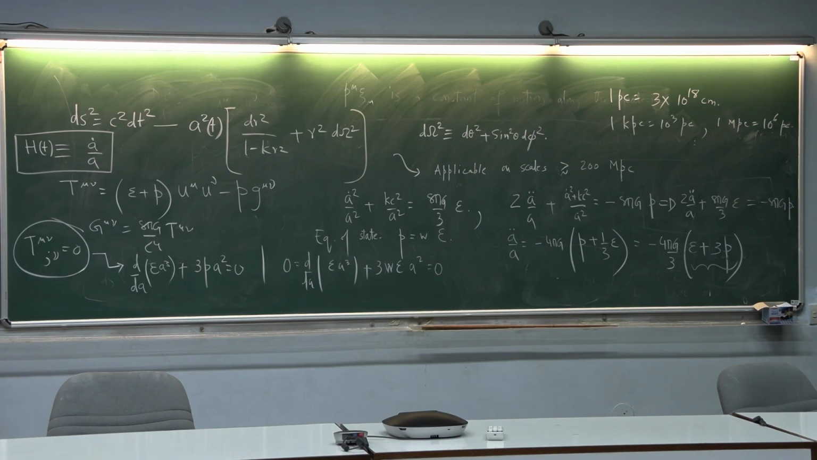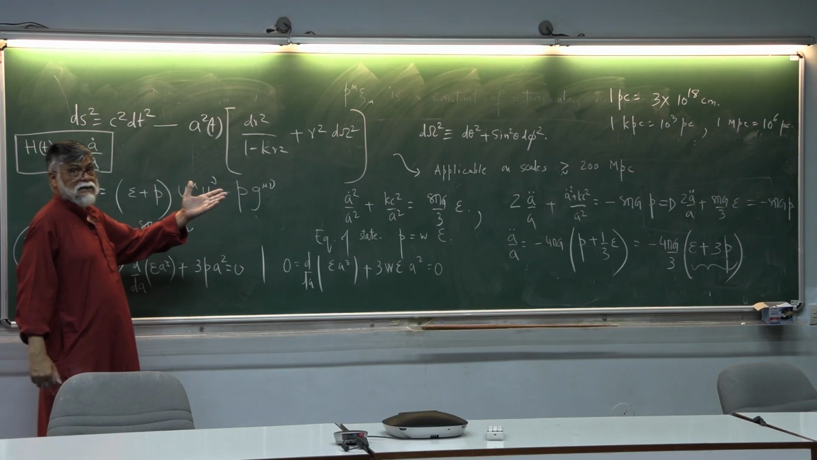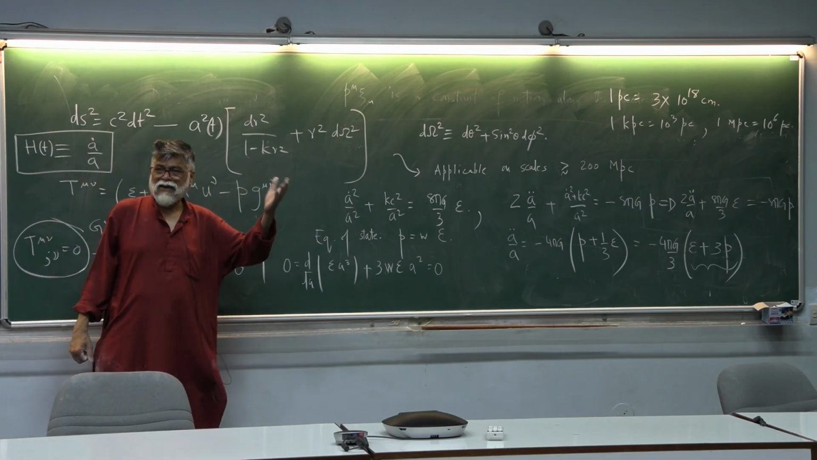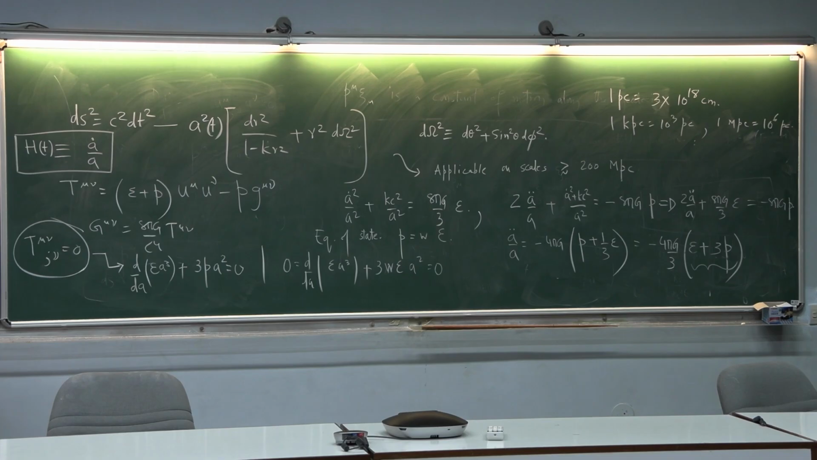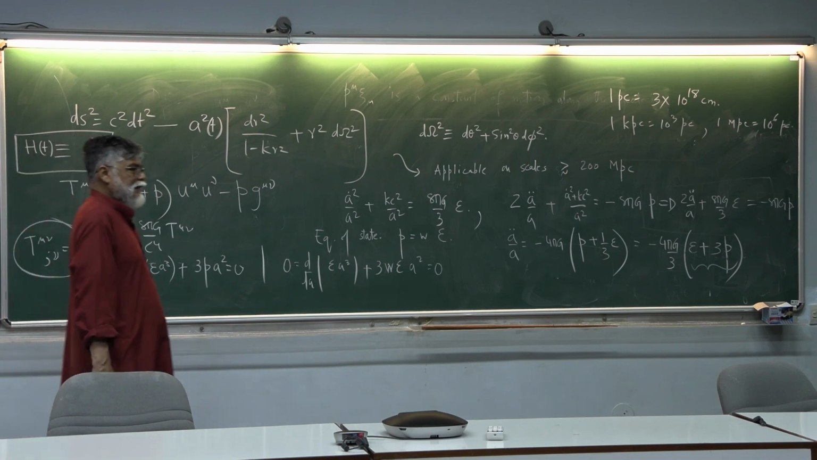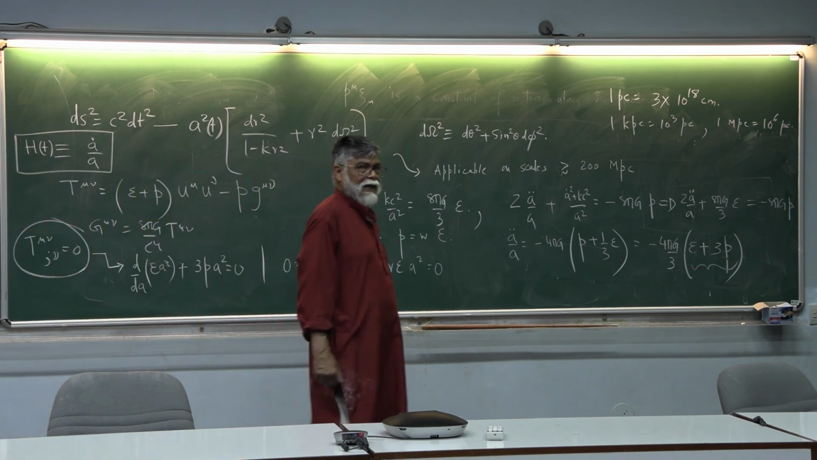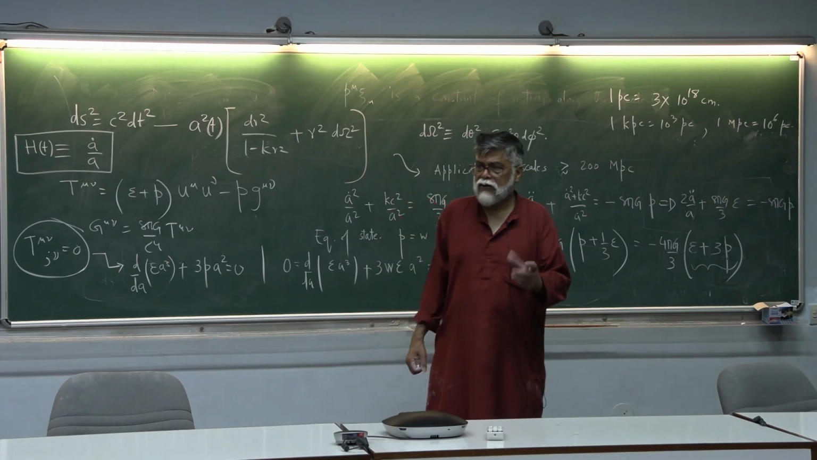When W is minus 1. W equal to minus 1 means energy density is equal to minus pressure, or pressure is minus energy density. Then you find that. But why, I mean, should it be the case that for the cosmological constant, energy density and pressure should be related by minus 1?